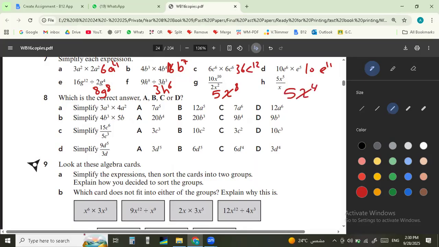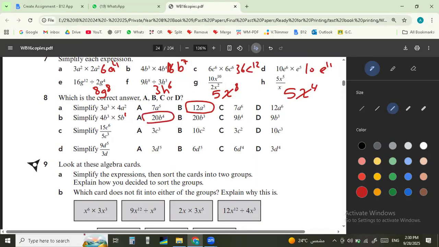So we just divide the coefficients and the indices, you minus them. 5 minus 1 is 4. Simplify, 3 times 4 is 12, a to the power of 5. So it's going to be this one. Add the indices. 4 times 5 is 20, b to the power of 4. Add the indices. This is 3, this is 1. It's not nothing. So 20 b to the power of 4.